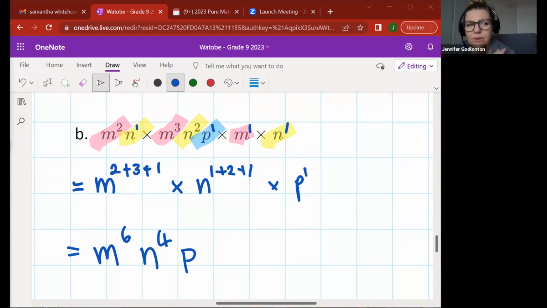Tabatso, how can I help? Hi, ma'am. I was asking, is it possible for the M to add it up and make it a 7? Do we add the M also? No. So you only add these numbers. So you're only saying the 2, the 3, and the 1. So as it is, it's going to be m to the power of 6, n to the power of 4, and p to the power of 1, or just the p? Or just the p, yes. Okay, thank you, ma'am.